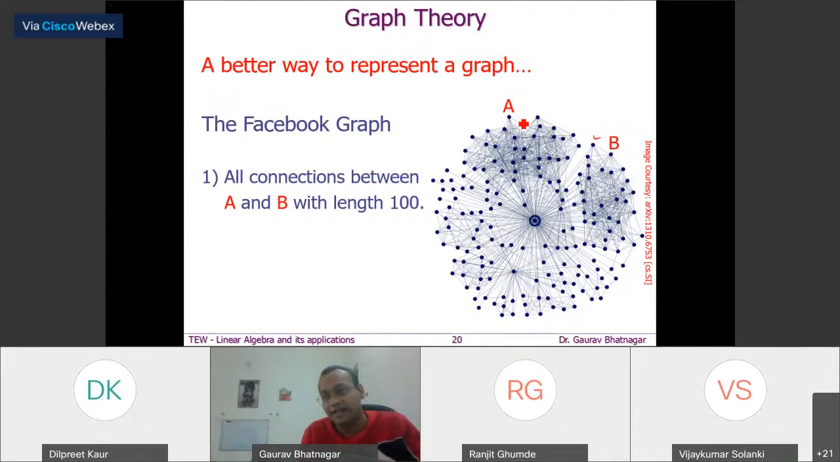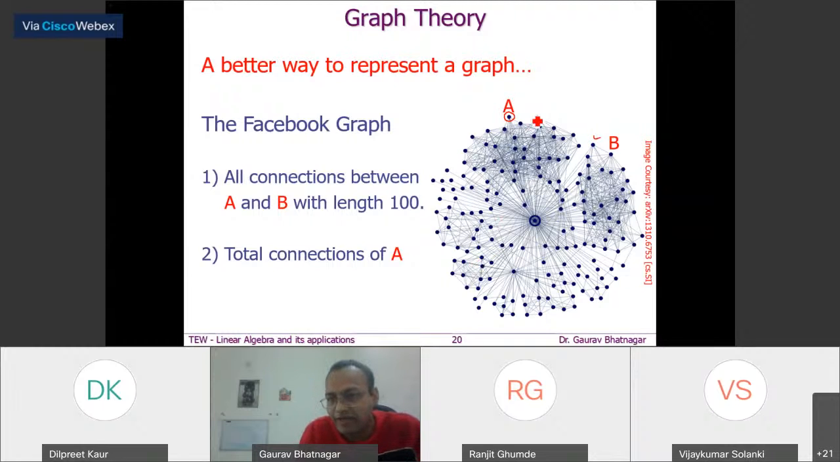If I know there exists a path, then I will work to find out that particular path. Similarly, what are the total connections of A? If I say this is my vertex A, then how many vertices is it connected with over here? Whether it is connected to all the vertices or not.